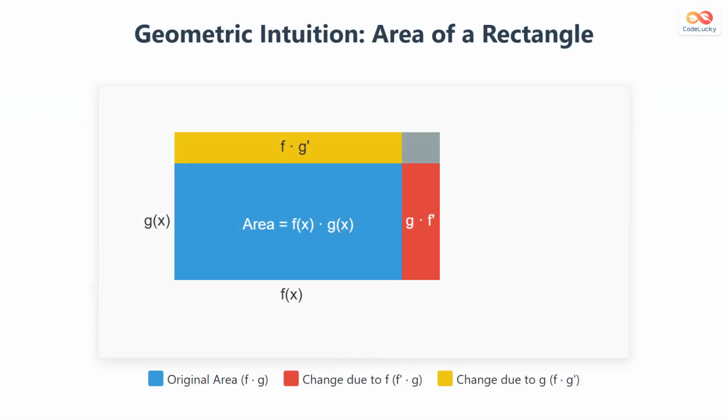To understand why, let's look at geometry. Imagine a rectangle where the sides are your two functions, f of x and g of x. The area of this rectangle represents their product. If we increase x by a tiny amount, both sides grow. The change in the total area isn't just one tiny corner. It is actually composed of two main rectangular strips. One strip comes from the change in f times g, and the other comes from f times the change in g. This visual proof shows us that we need two terms for our derivative.